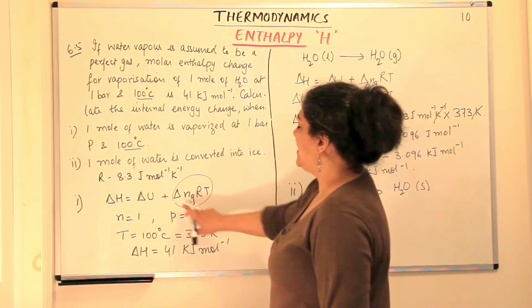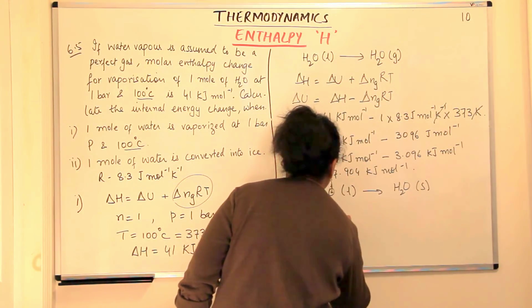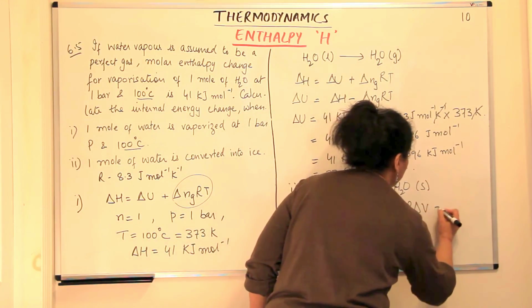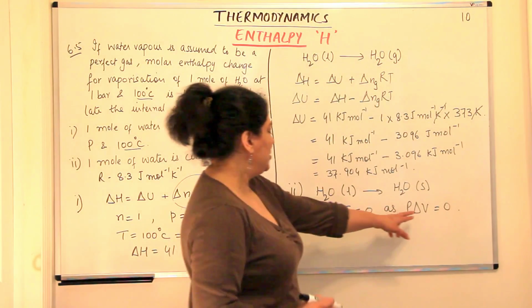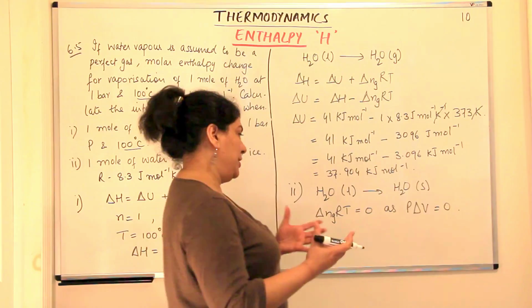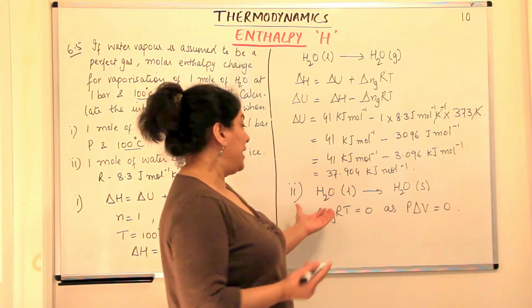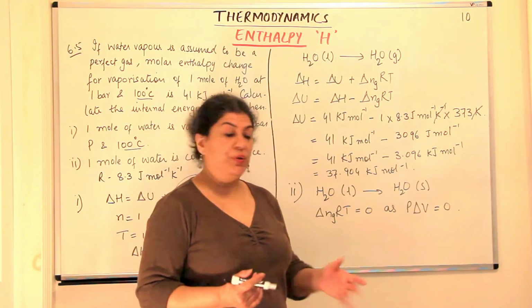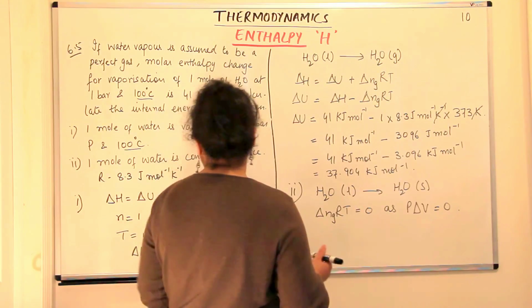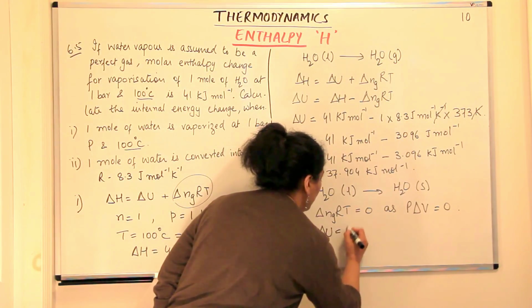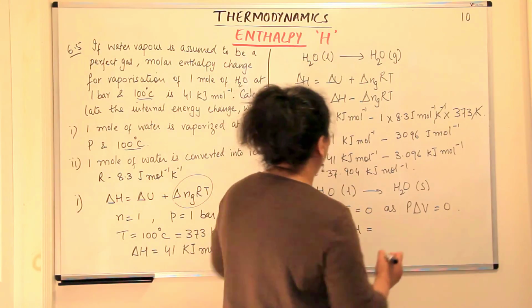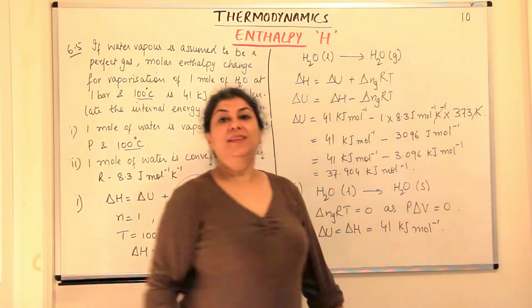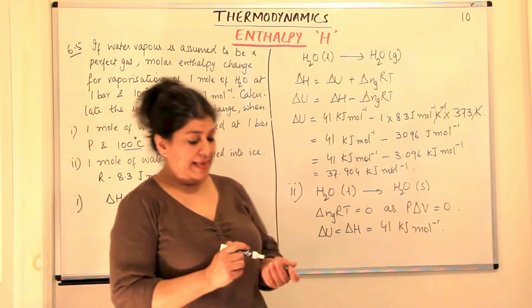In this case, delta Ng RT would be equal to 0, as P delta V is equal to 0. And we know in place of P delta V, we had put the delta Ng RT for gases, and since we do not have the gaseous state, we have the liquid and the solid state, change in volume is negligible, almost equal to 0. Therefore, it is not significant anymore, and therefore, delta U in this case would be equal to delta H, which is already given to us, that is 41 kilojoules per mole. That's the answer. So this was enthalpy.